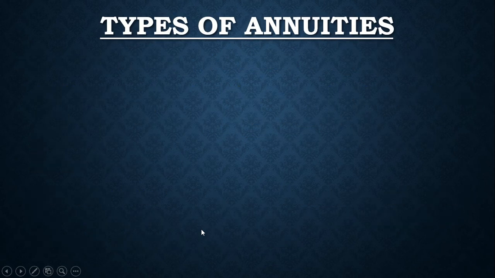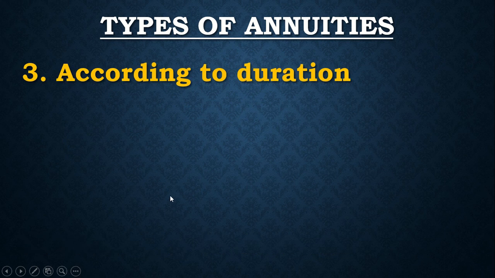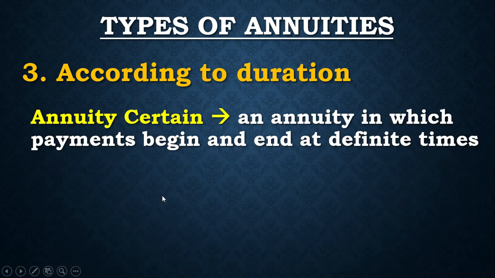Another type of annuities, according to duration, annuity certain, an annuity in which payments begin at and end at definite times. Ibig sabihin, ang pagbabayad mo ng interval or payment interval ay nagsisimula at nagtatapos kung gaano katagal ang napagkasunduan nyo ng pagbabayad mo tungkol doon sa kinuha mong appliances or different housing loans.